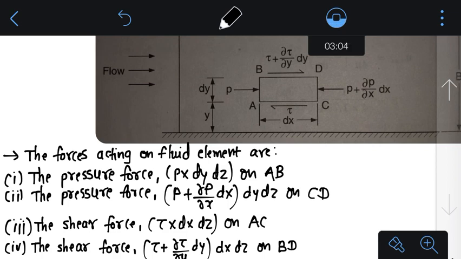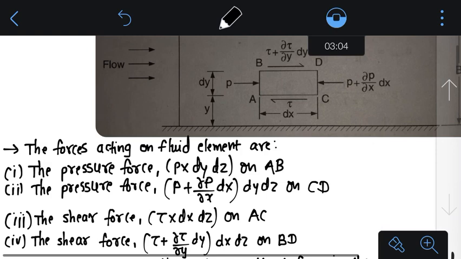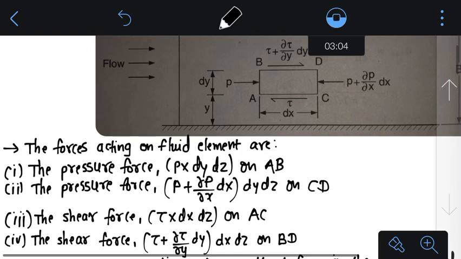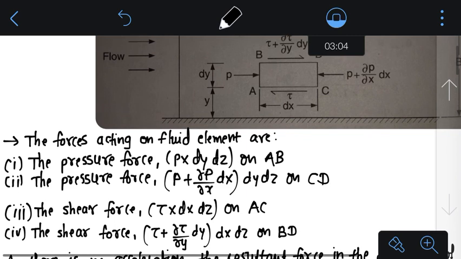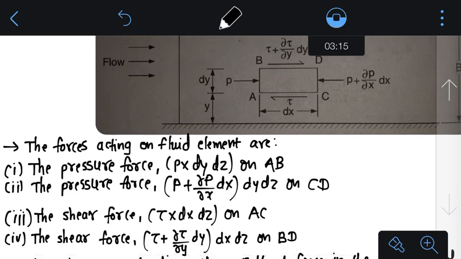Similarly, shear stresses are developed, so shear forces will act. The third one is the shear force acting on the face AC, that is the bottom side of this fluid element, given by tau into dx dz. And the shear force acting on the face BD, that is the top side of the fluid element, is given by tau plus ∂tau/∂y into dy, into dx dz.